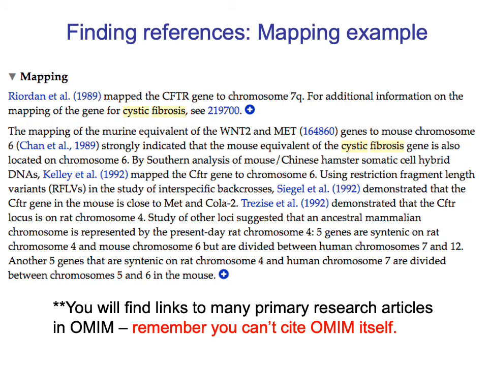So this is an example where I clicked on one of the mapping links, and what you would see is that for cystic fibrosis, Rommens published in 1989, where that research group was able to map the CFTR gene to chromosome 7. And then it tells you there's yet another link about mapping the cystic fibrosis gene. So that paper is actually one that we're going to be reading and discussing next week, and we'll see some of the methods they use to map the gene to a chromosome. Okay, so at the bottom of this slide, I'm just reminding you that this is a great tool to find these primary research articles, and just a reminder that you cannot cite OMIM itself.